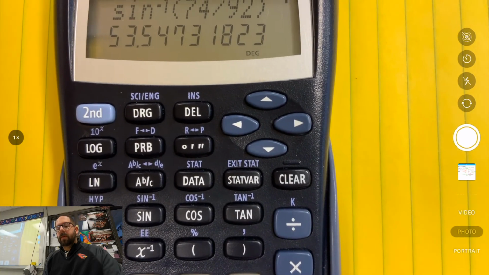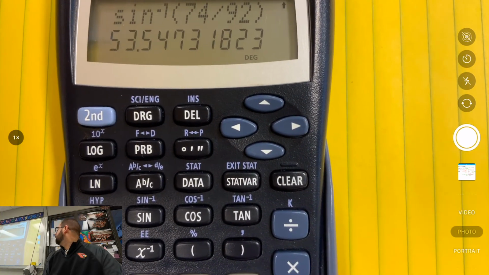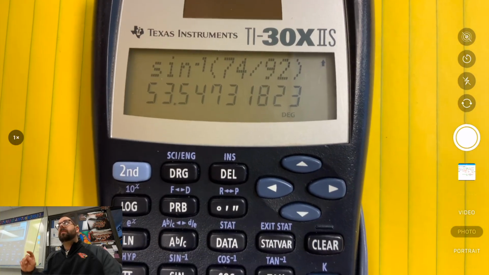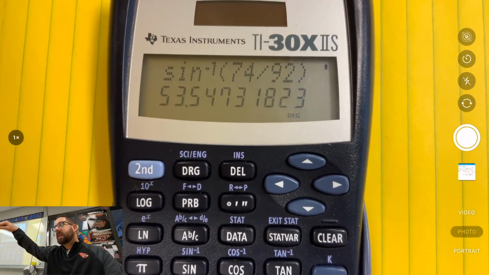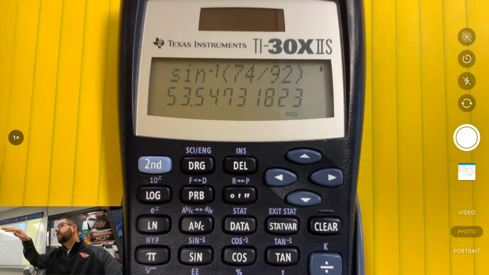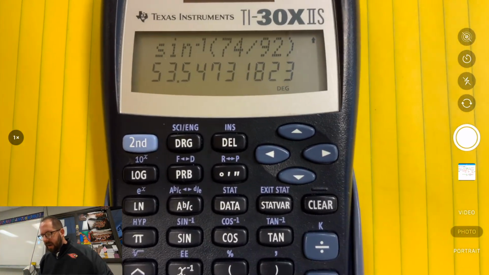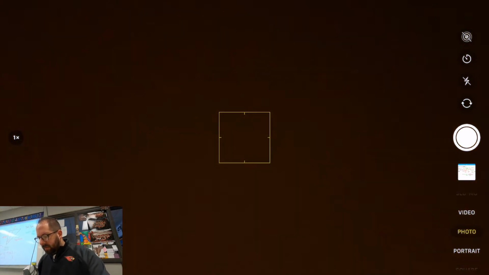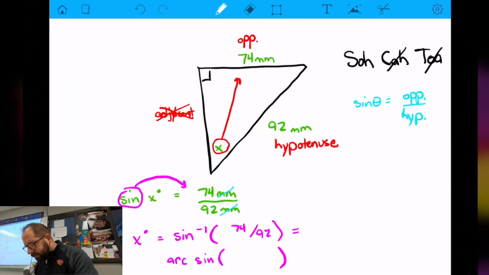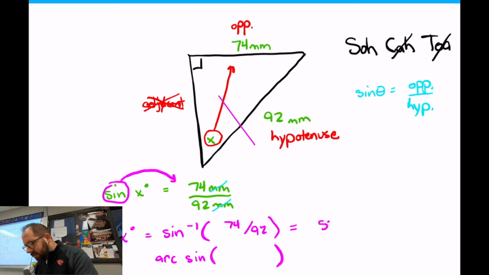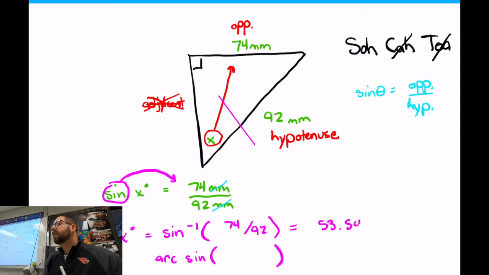Is there any questions with that? How I got that: you hit shift, or the second key, whatever you want to call it, and the sine key. And it gives you your angle. So what is this, 53.5? 53.55? 547, blah, blah, blah. And it's your angle.